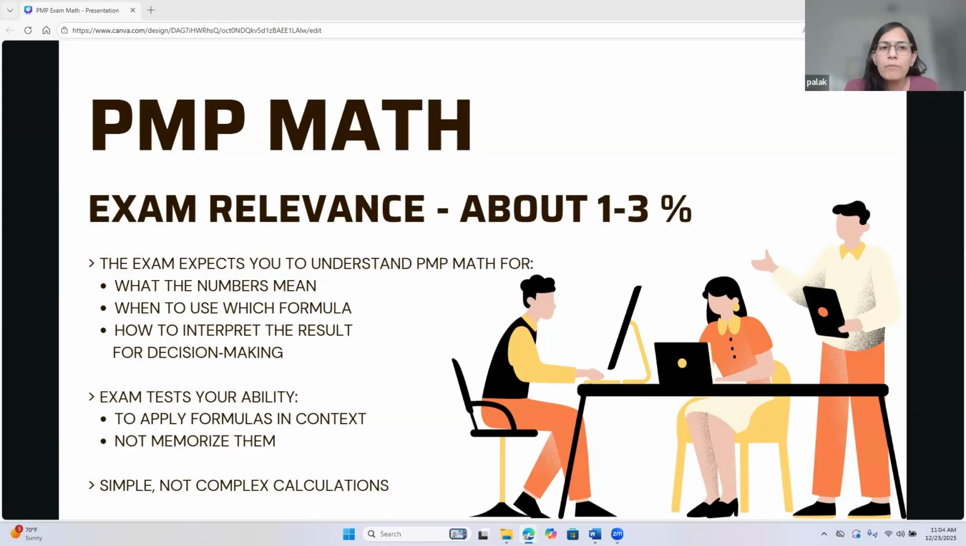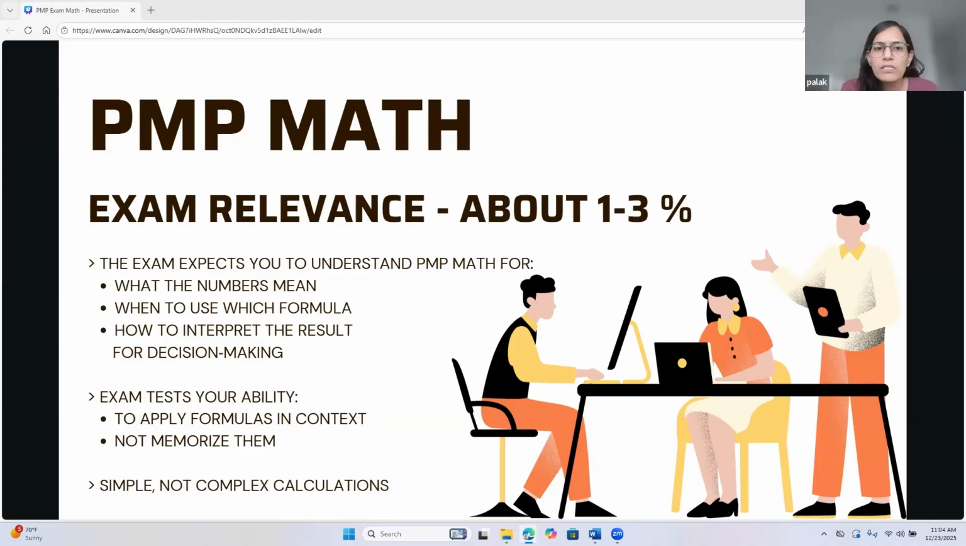Okay. So PMP Math is more about understanding concepts, and it will make you think like a project manager, using numbers to make decisions, manage risk, and check project status. So by mastering this PMP Math, you are not just preparing for your exam, but you are strengthening your real world PM decision making skill.